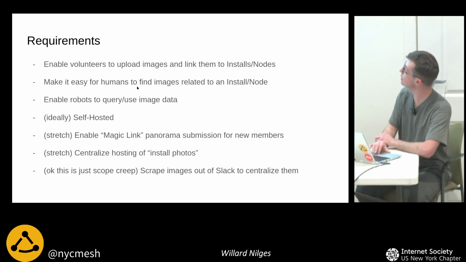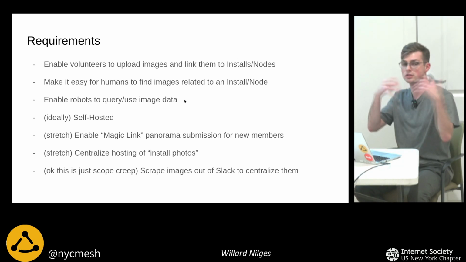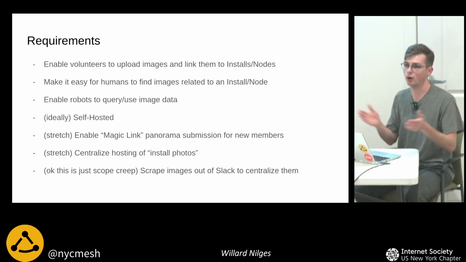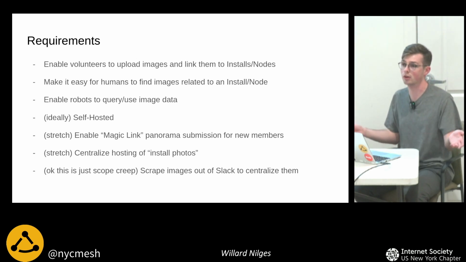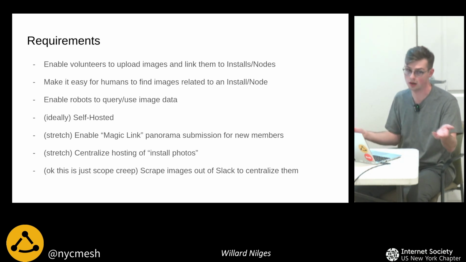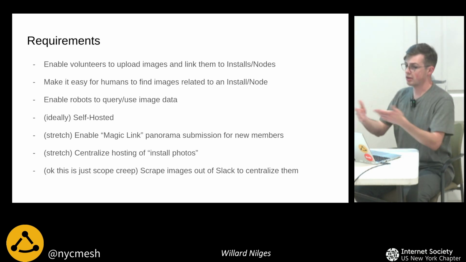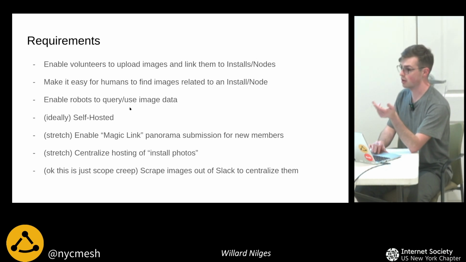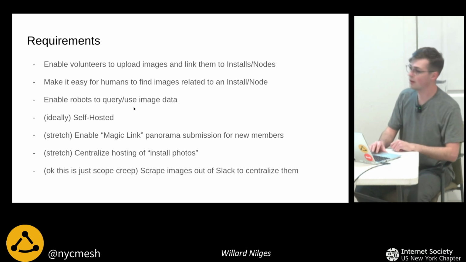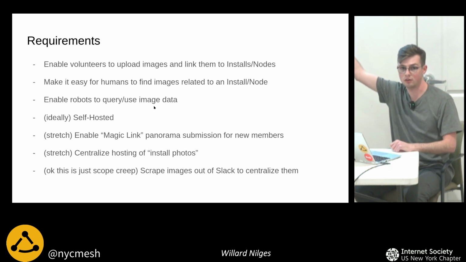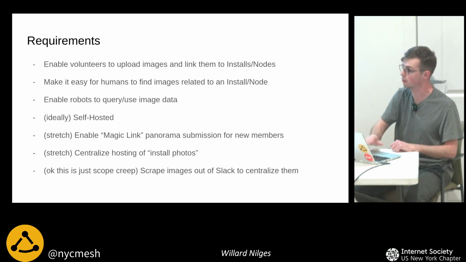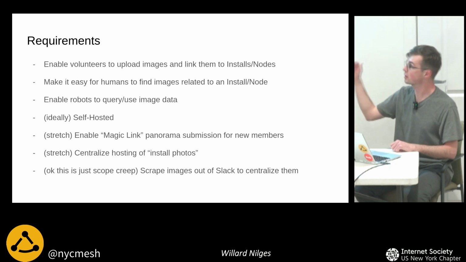I want to make it easy for humans to find these images related to an install or node. That involves making a nice user interface, a nice website that you can go to and say, hi, I want to know the panoramas from network number 713. That's SN3, for those of you not familiar. And I want to see all those panoramas. So there's that. I want to enable robots to query and use image data. Shout out to Dustin. I want an API so that you can give it an install number and say, give me every photo that is related to this install number. That's panoramas, install photos, etc.